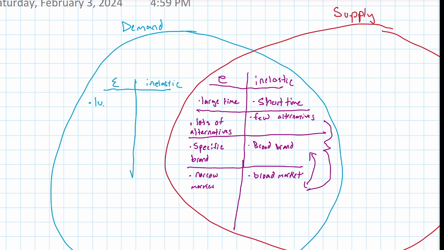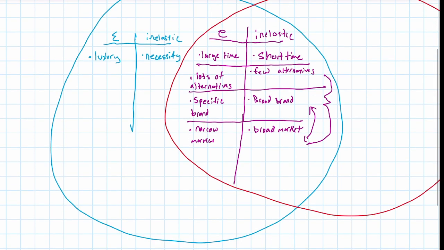So the first one is if it's a luxury versus a necessity. If the good is a necessity, it is inelastic. But if the good is a luxury good, it is elastic. Okay, that's pretty self-explanatory. For example, if I need something like gas, I would say gas is a necessity. There's not a lot of substitutes for gas, so I have to buy it.